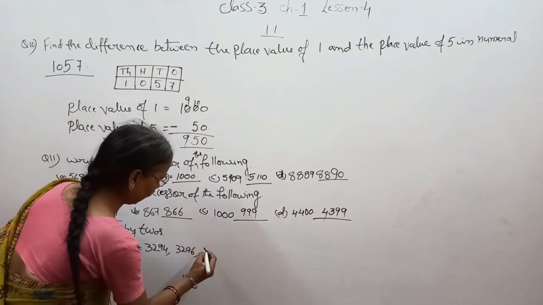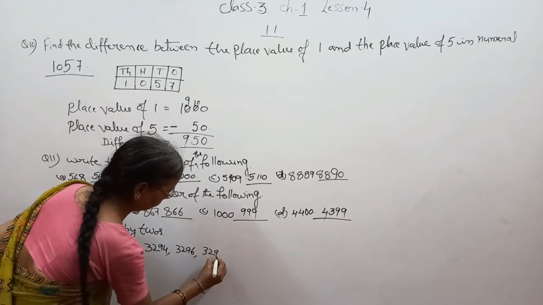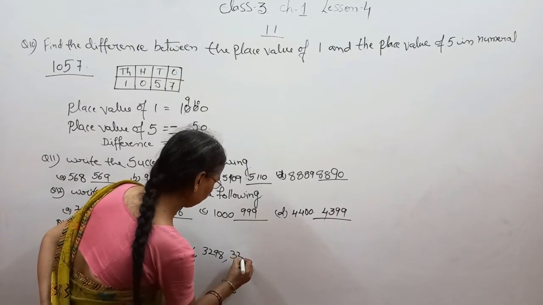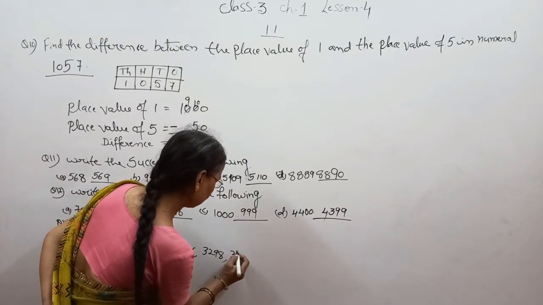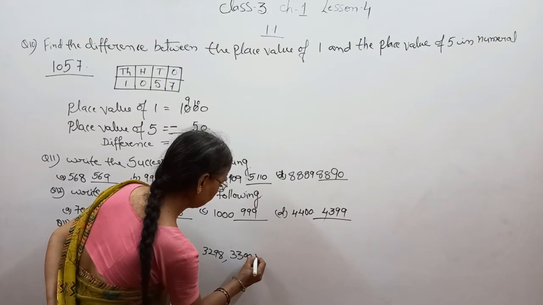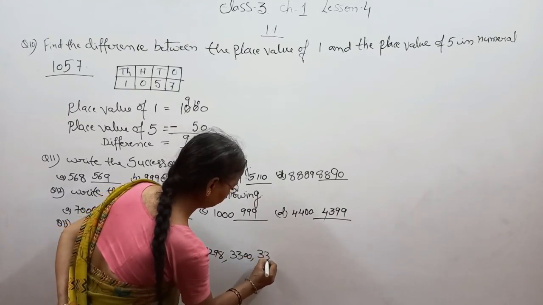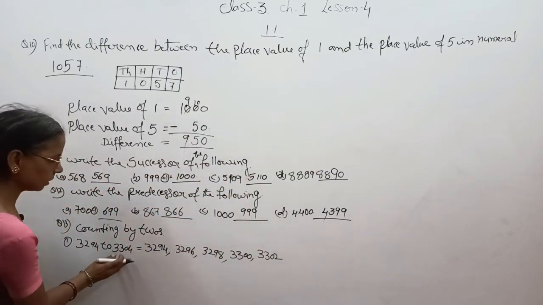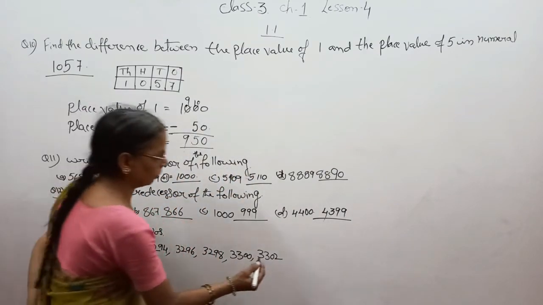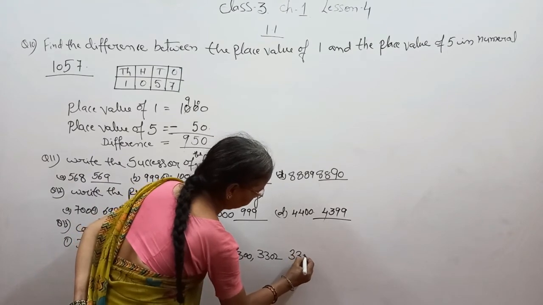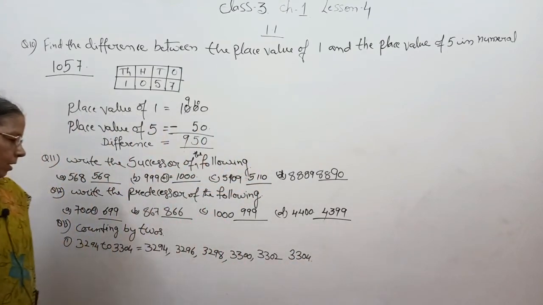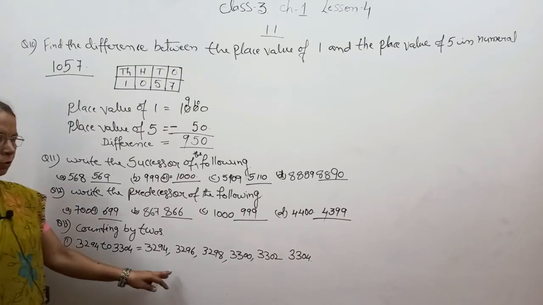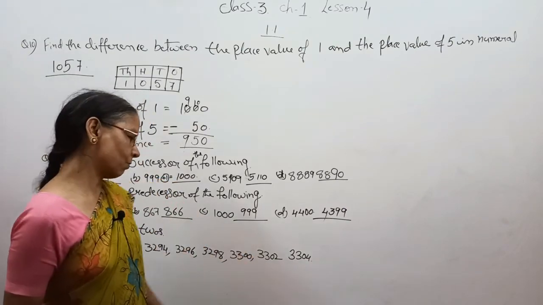3296. Then again 3298. Then 3300. Then 3302. And lastly the given number is 3304. Like this, in between the two numbers, दो नंबरों के बीच में जितने भी नंबर आते हैं उन नंबरों को हमें यहाँ पे लिखना होगा.